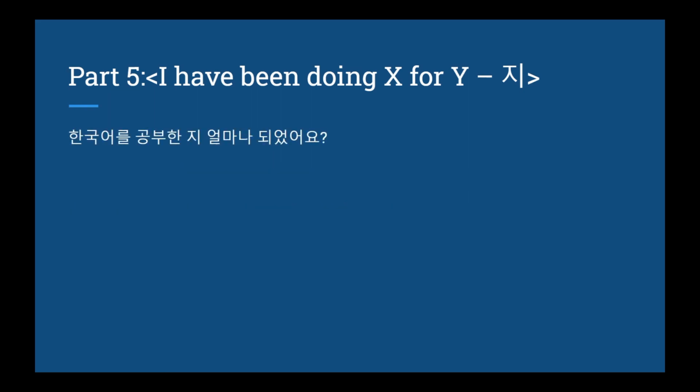한국어를 공부한 지 얼마나 되었어요? This can be when asking someone, how long have you been studying Korean? It's probably a question you've gotten a lot. You can also use 얼마 안 되다 to say you haven't been doing something for very long. So for example, 제가 한국에서 산 지 얼마 안 됐어요. I haven't been living in Korea for very long.